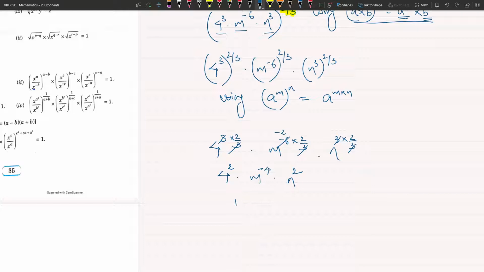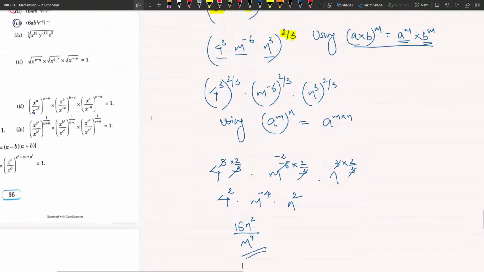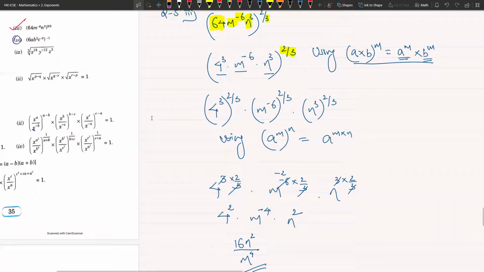Okay, now 4 square is 16, n square, and this m raised to minus 4 will go down in the denominator and it will become m raised to 4. So, this should be the final answer. 16 n square upon m raised to 4. Just check it, please. Yes, sir, the answer is correct. Okay, so I want you to note it down.